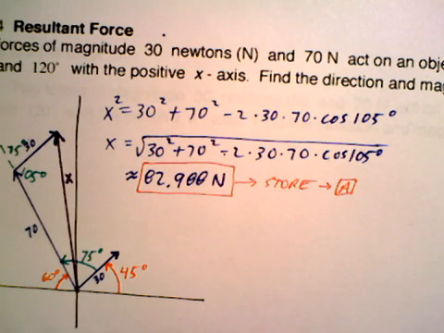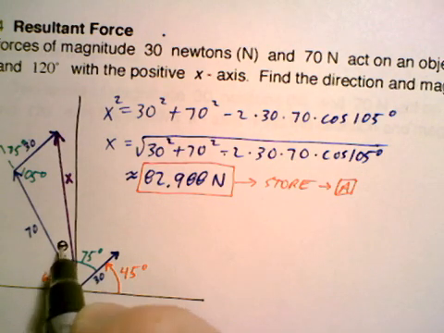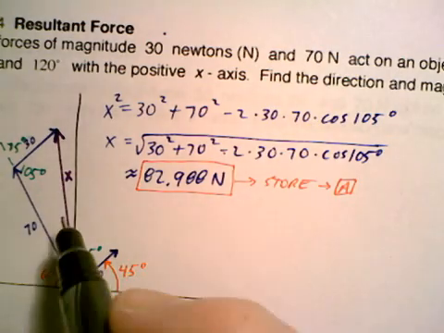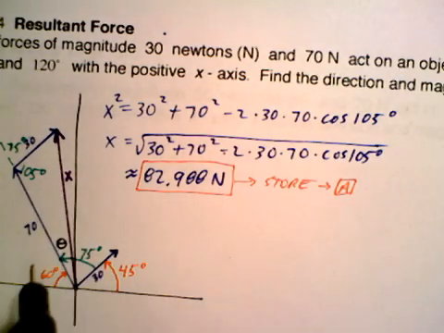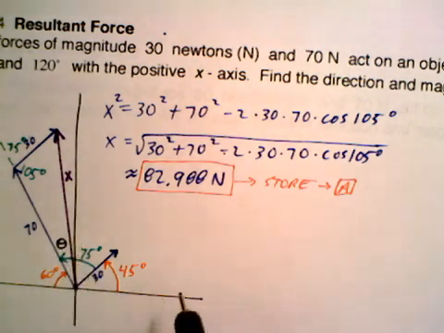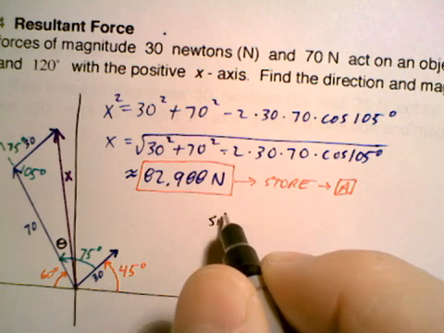Okay, so now we need to figure out what direction this guy is going in. Well, think about it. We already know that this is 90 degrees, and we know that's 60 degrees. If we can figure out this angle right here, an angle inside this triangle here, then we can figure out the direction. So let's do that. But let's not use the law of cosines. Let's use the law of sines.